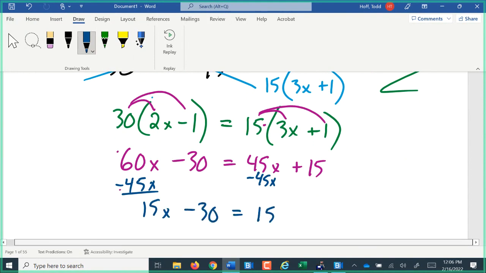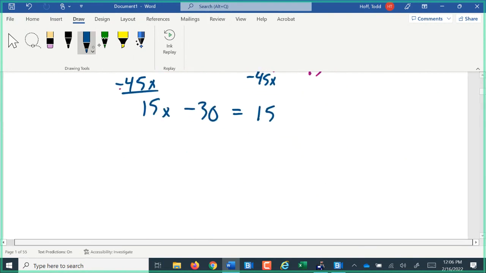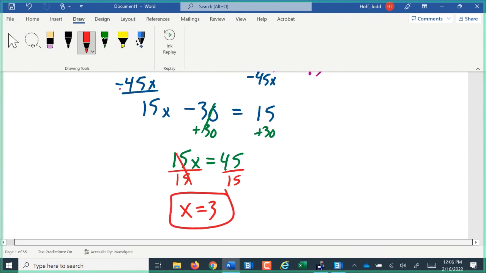Now we're ready to solve. Add 30. 15x equals 45. And we'll divide by 15. x equals 3. Any questions there so far?